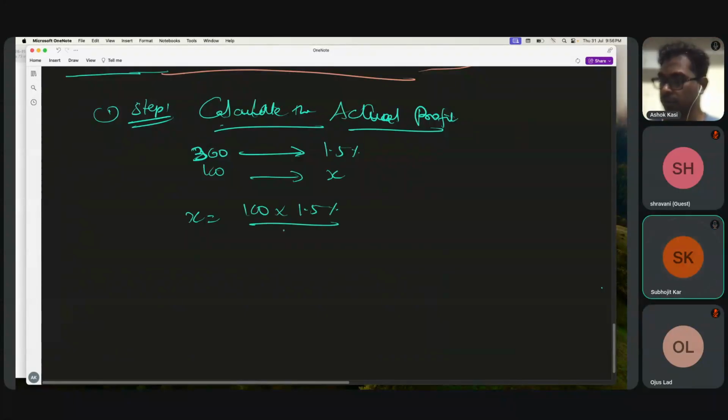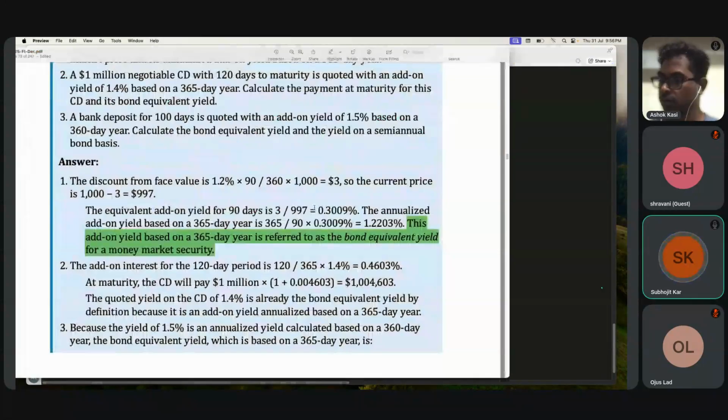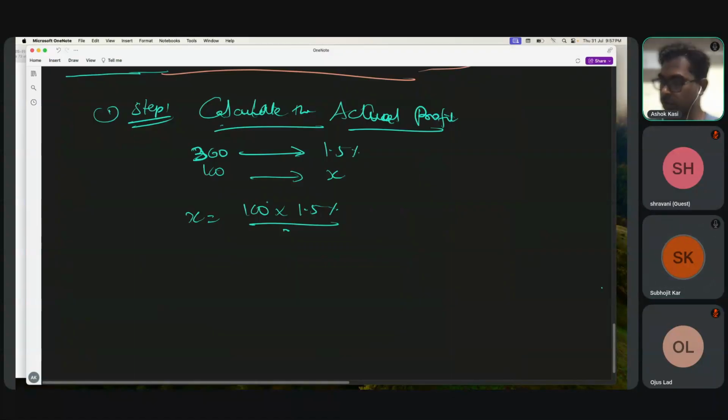For 100 days the add-on yield is 1.5%, right? No, no, no. Here they said a bank deposit based on a 360-day year. Okay, calculate this one. Sorry, I made a mistake. It is 0.4167%.